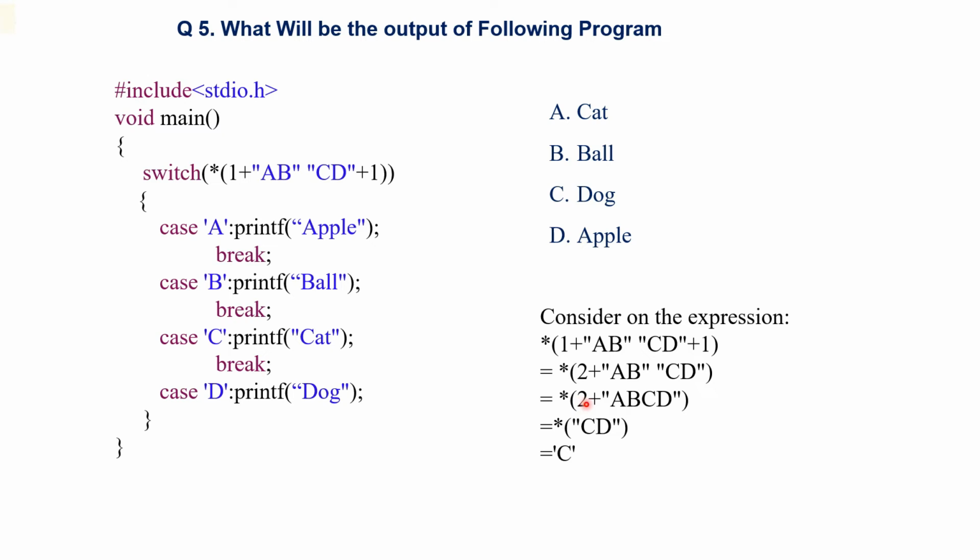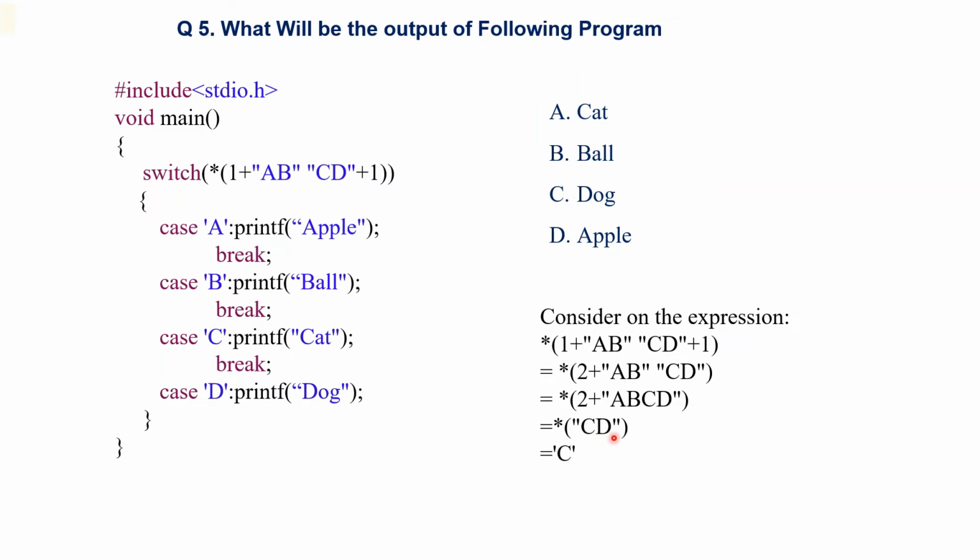So here, with this expression 2 + "ABCD", 2 will be added to the base address of this string, and we know that the base address of this string is the address of character A. Therefore, 2 will be added to the address of character A, which will result in the address of character C. So 2 + "ABCD" will result in the string "CD". Hence the expression becomes *"CD".